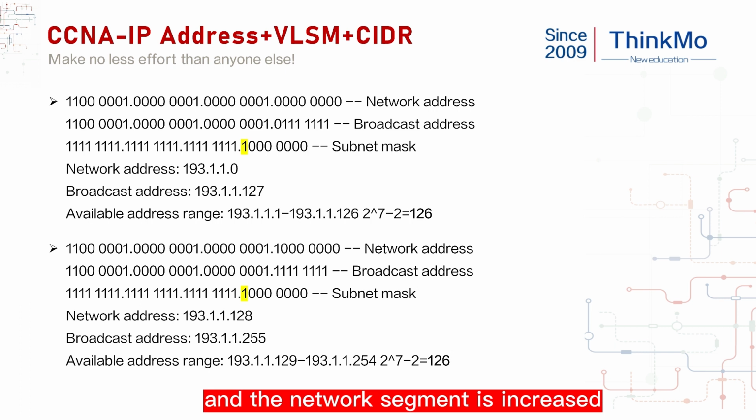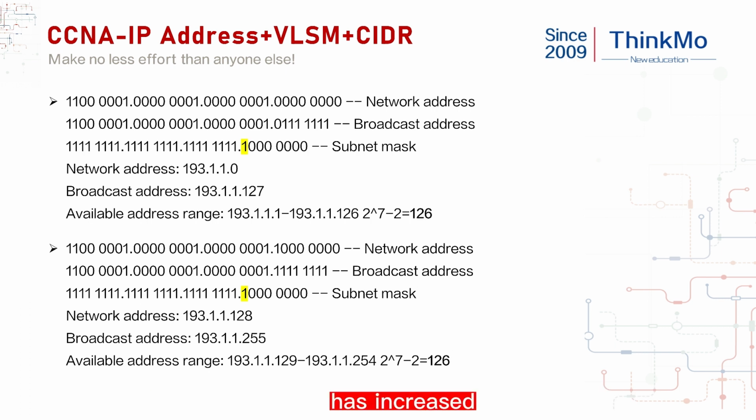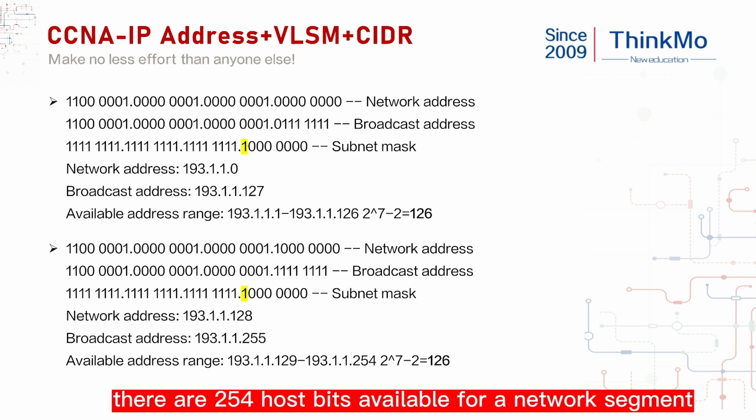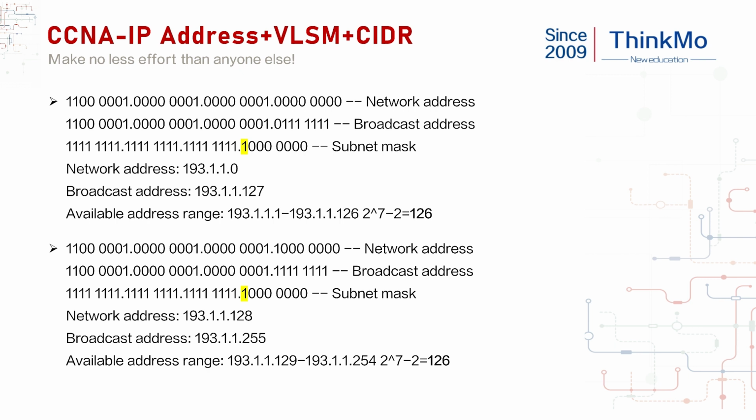And the network segment is increased. The range that the network segment can change has increased. But you will find fewer hosts. Originally, there are 254 host addresses available for a network segment. Now it has become 126.